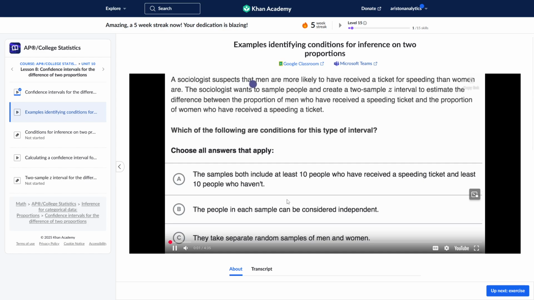A sociologist suspects that men are more likely to have received a ticket for speeding than women are. The sociologist wants to sample people and create a two-sample Z interval. In other videos, we introduce what that idea is, to estimate the difference between the proportion of men who have received a speeding ticket and the proportion of women who have received a speeding ticket. Which of the following are conditions for this type of interval? Choose all answers that apply. So like always, pause this video and see if you can answer it on your own.